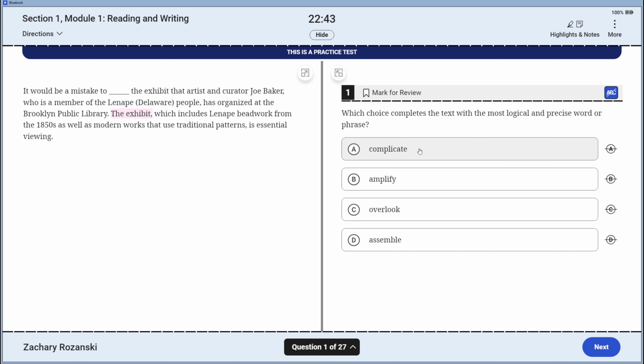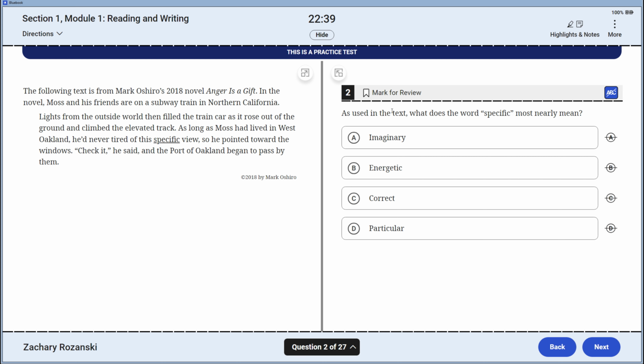The exhibit not to go to would be to overlook, which is the closest thing that matches my expectations. We're most nearly meaning this in this question. So I'm probably not going to have any signal elements.